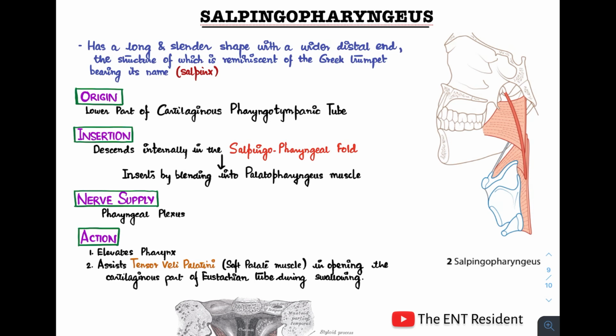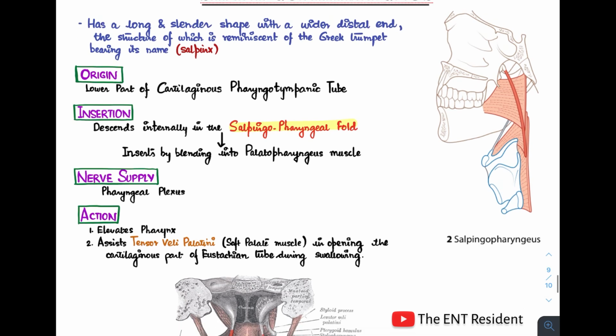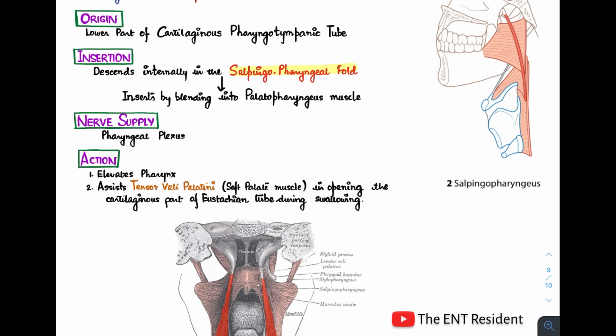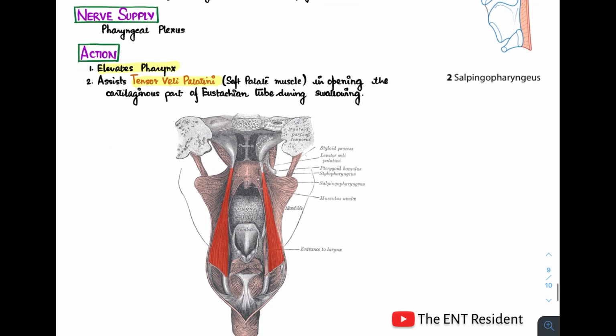Next, it descends internally in the salpingopharyngeal fold and it gets inserted by blending with the palatopharyngeus muscle. It is supplied again by the pharyngeal plexus and it also helps in elevating the pharynx. It also helps the soft palate muscle, the tensor veli palatini, in opening the cartilaginous part of the eustachian tube during swallowing. As you can see here, these two are the salpingopharyngeus muscle. It is shaped in the form of a Greek trumpet known as the salpinx.